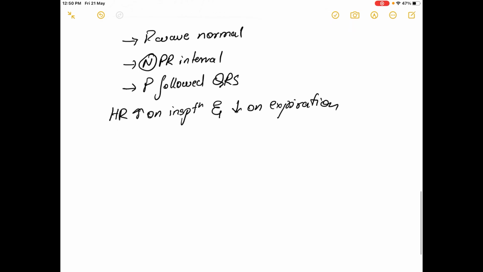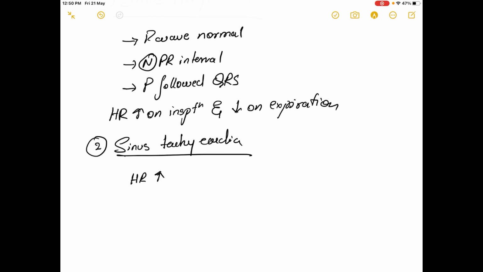Coming to sinus tachycardia. In sinus tachycardia, the heart rate is increased. Again, the waves are normal. There is always a P wave, and the P wave is followed by a QRS complex. Everything is there, just that the heart rate is more. The difference from sinus arrhythmia is that it does not alter with respiration.